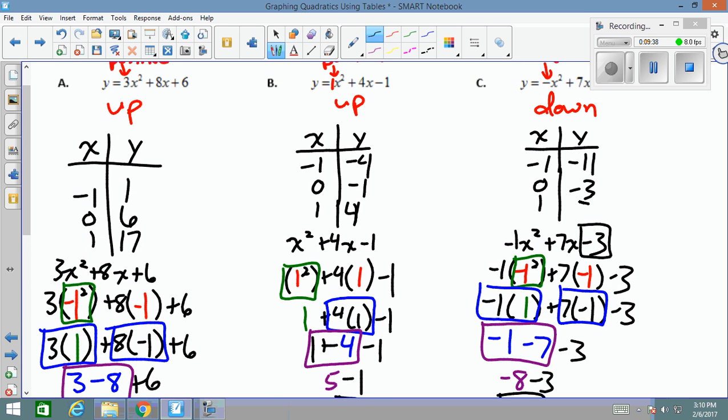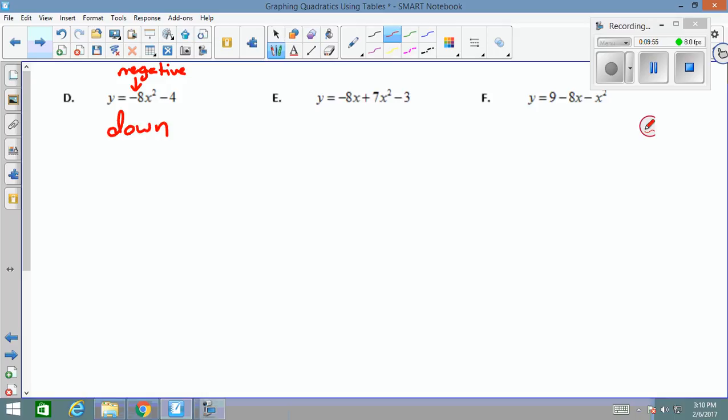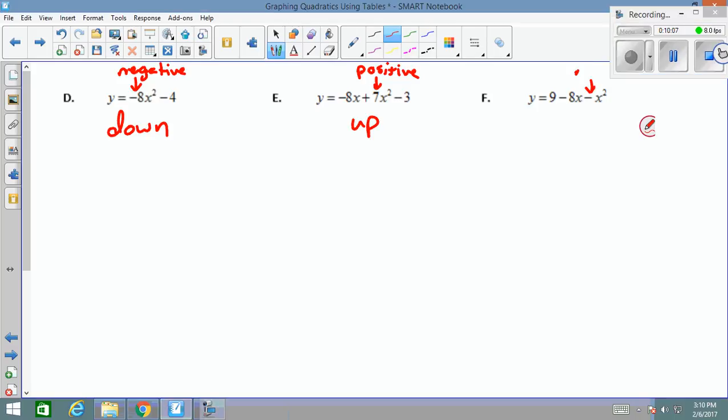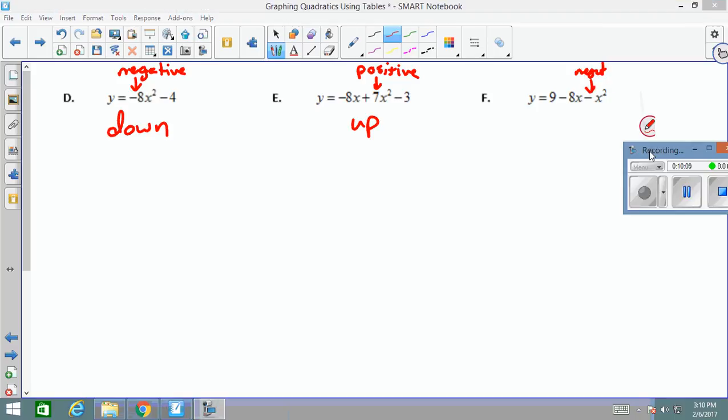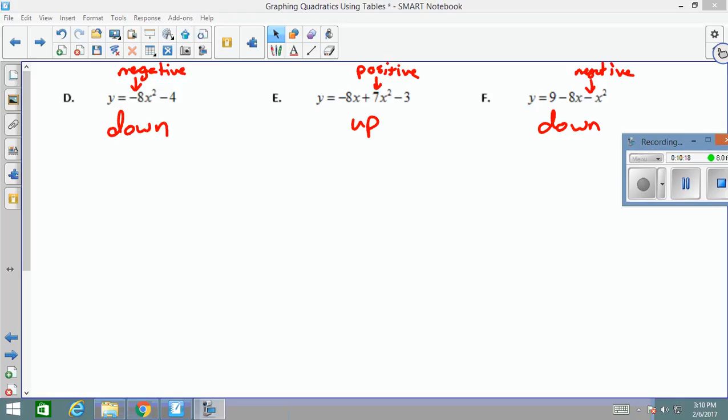So again, to graph them, you would graph each one of those points and get your next graph. Alright, on these we're just determining if they open up or down. So look at the number in front of x squared, which is negative 8 here, so it's negative. That means it's going to open down. On this one, it's tricky because the x squared is actually here, and it's positive 7, so it's positive. That means it's going to open up. Now here, at the very end, it's negative 1. That means it's going to open down. Okay, so you've got to be careful. You've got to look for the number in front of x squared for determining that.